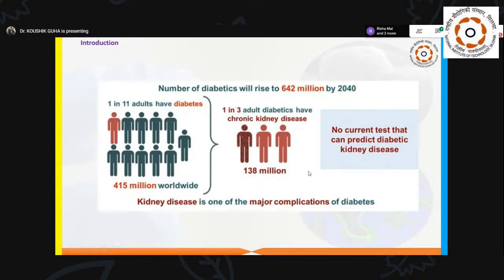People have to think how to prevent this type of diabetes, or how to lead a healthy life, what type of medications and exercises and the daily routine we have to follow. There is no current test that can predict diabetic kidney disease. So far, no current test means there are a lot of tests, but accurate prediction of this type of diabetic kidney disease is very, very rare.